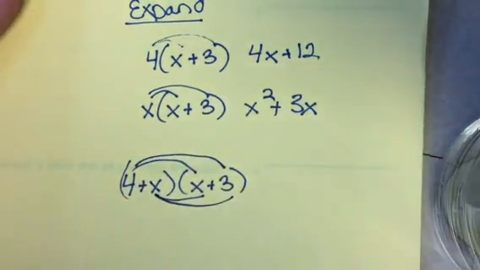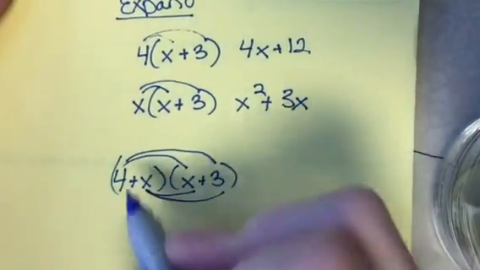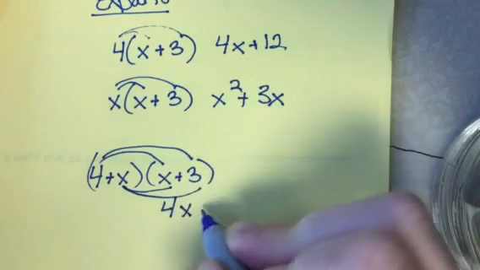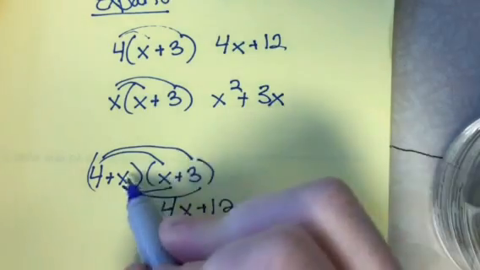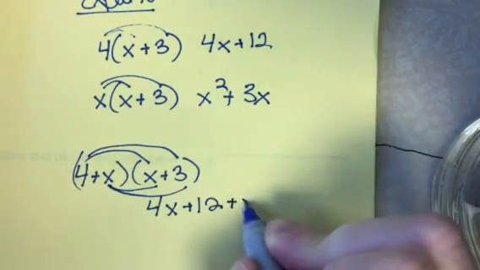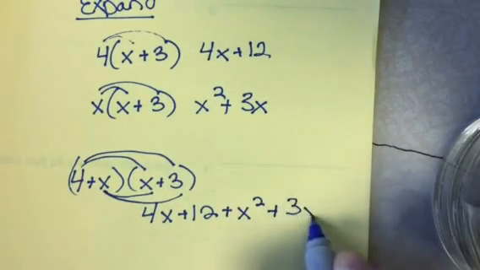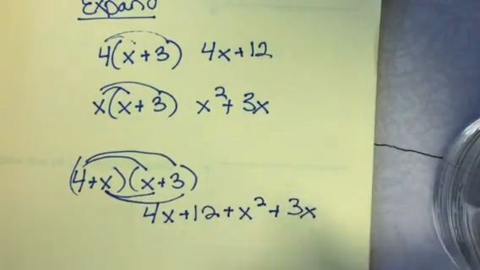I call it the rainbow method because it looks like I'm making some rainbows. So 4 times x is 4x, 4 times 3 is 12, x times x is x squared, and x times 3 is 3x. So there's where my 4 terms come from.